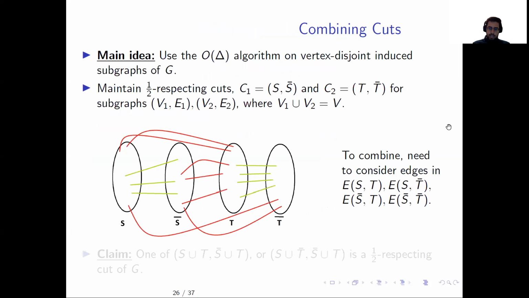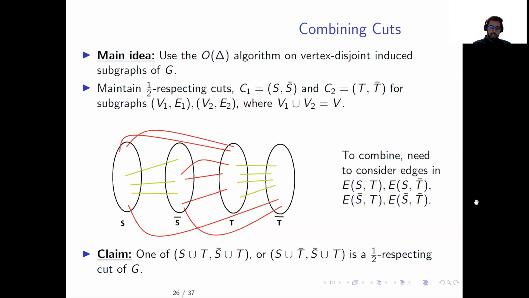So the idea is that we would just use the delta update algorithm on vertex disjoint induced subgraphs. To combine, however, any two half-respecting cuts, we'll need to consider the edge counts, which are the number of edges between these individual subsets of vertices. And in this case, if there are only two cuts we're maintaining, then there will be four such edge counts. And the claim is that if we merge these two cuts, then there must be a combination which is half respecting.